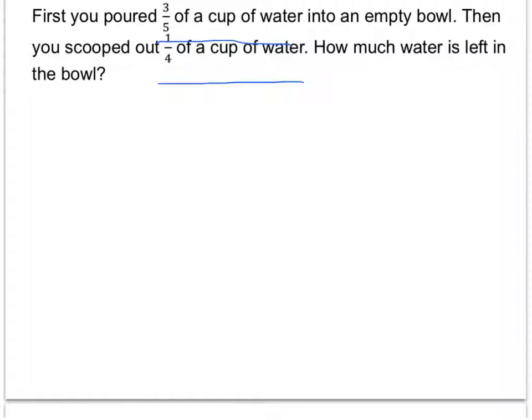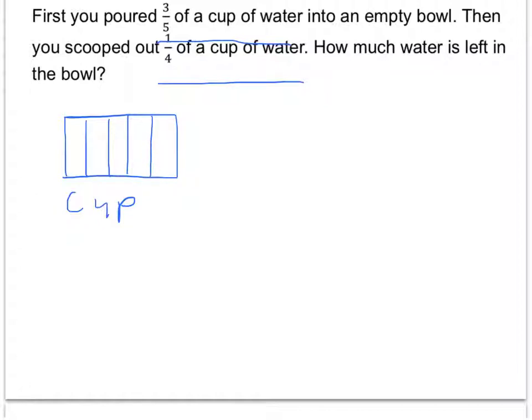So it says we poured 3/5 of a cup of water into an empty bowl. So here's a whole, which is a cup, and we poured 3/5 of a cup of water. So let's divide this up into 5 equal pieces by drawing 4 vertical lines, and then we're going to pour 3/5, 3 of those pieces into the bowl. So 1, 2, 3. So there's the 3 pieces that we're going to pour into the bowl.